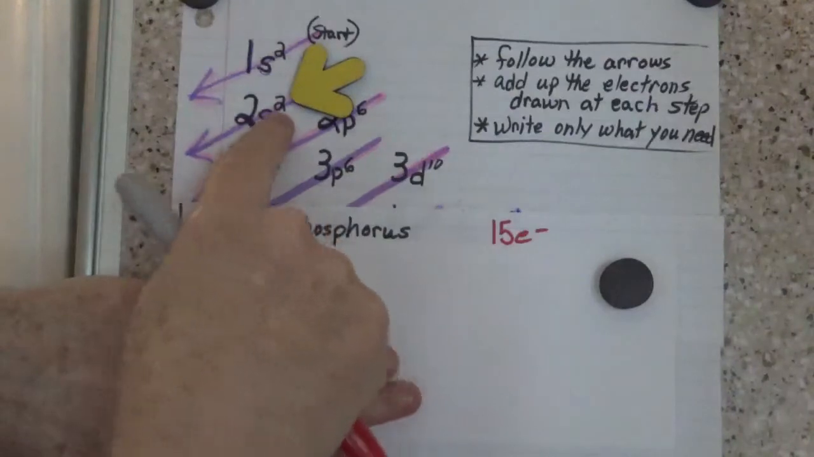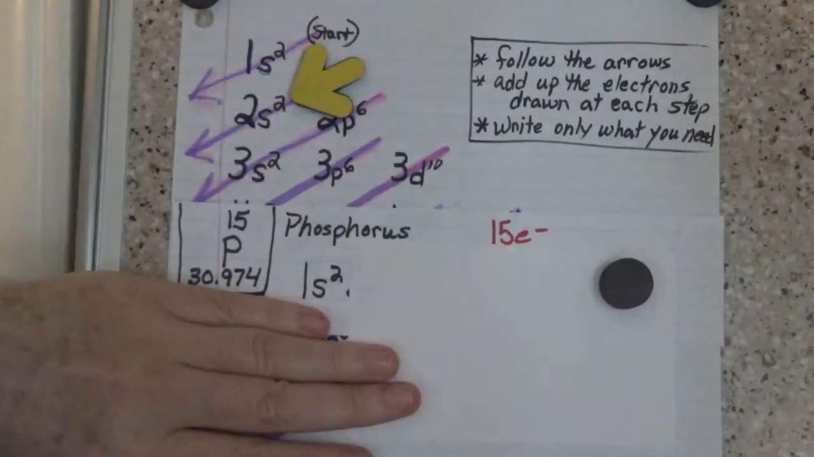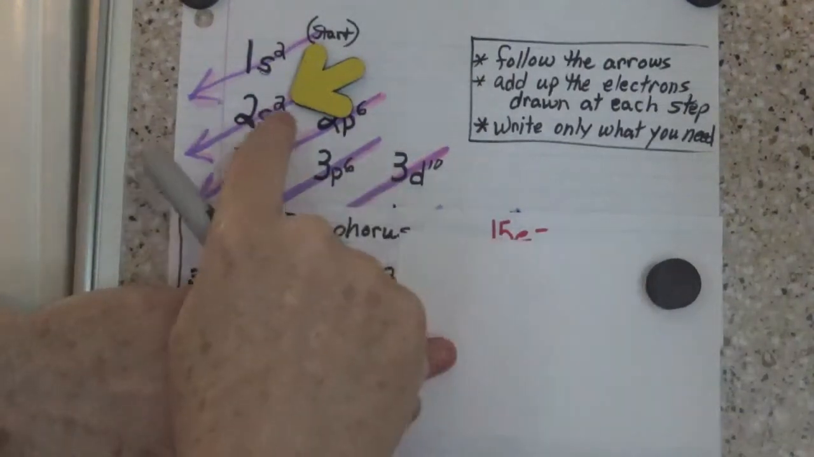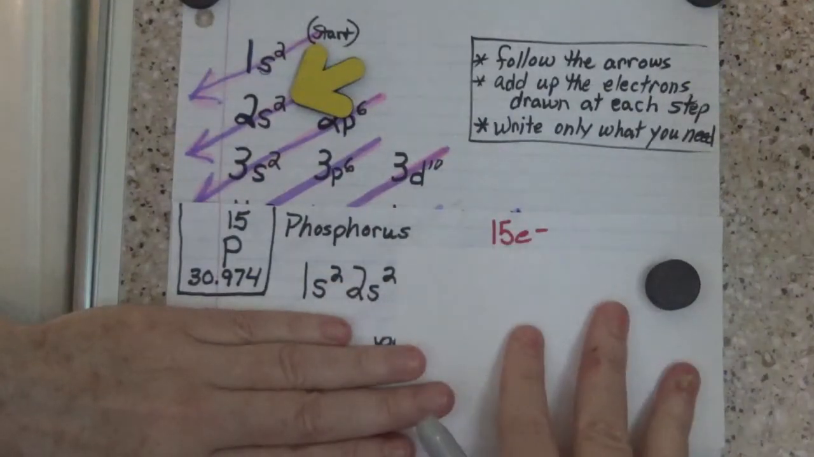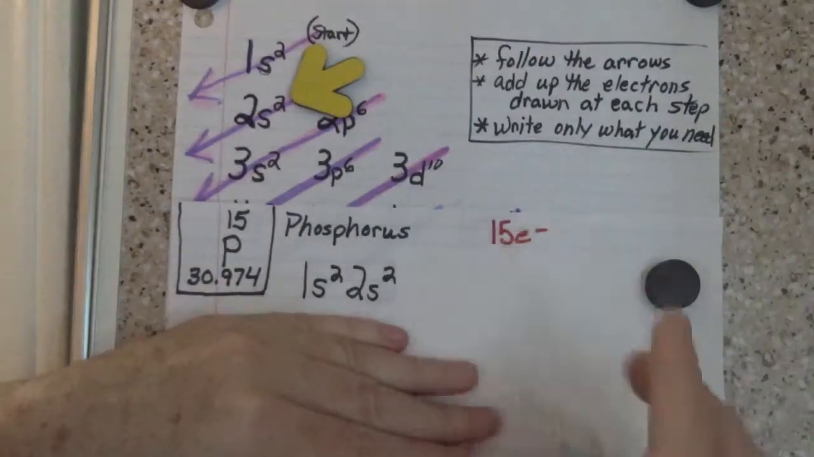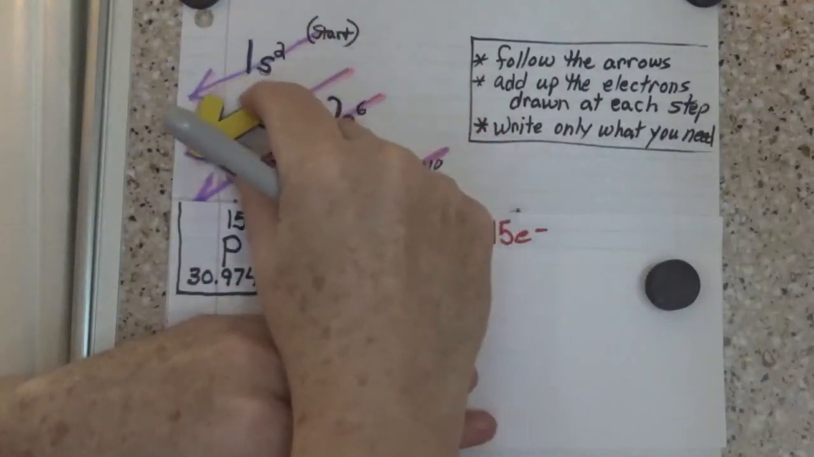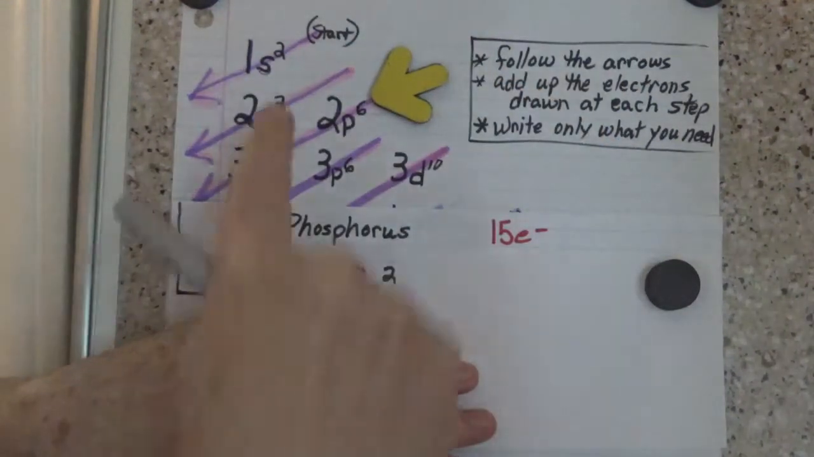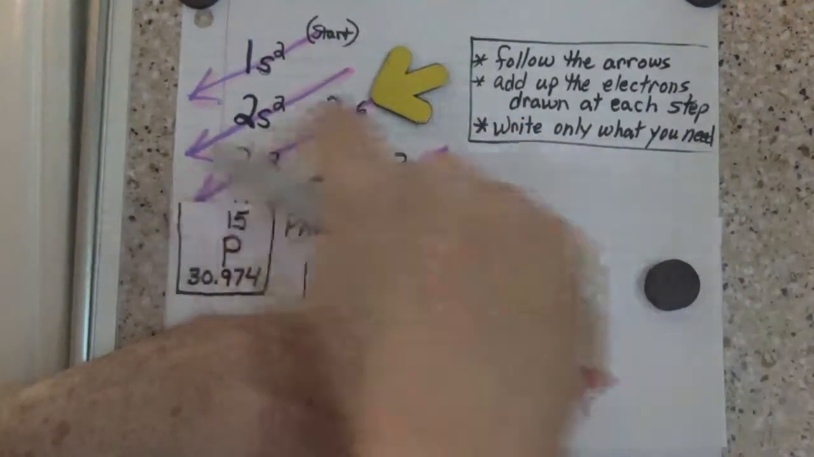And again, 2 plus 2 gives me 4. You can use a calculator to keep track of how many you've drawn. I'm going to need both of those electrons, because 2 plus 2 is only 4, and that's not enough. We want 15. Let's keep going. Go to the end of that arrow, go up to the top of the next arrow. Notice the pattern of how we use the arrows. We go up to the top of the next one afterwards.